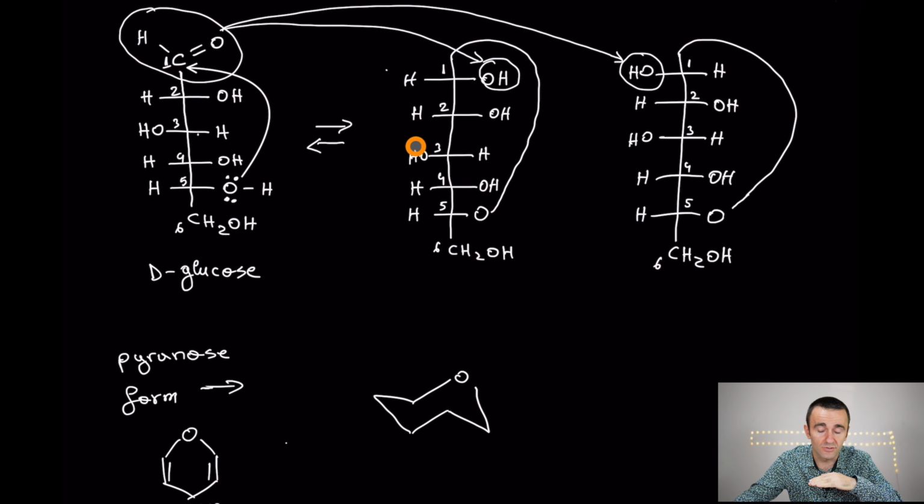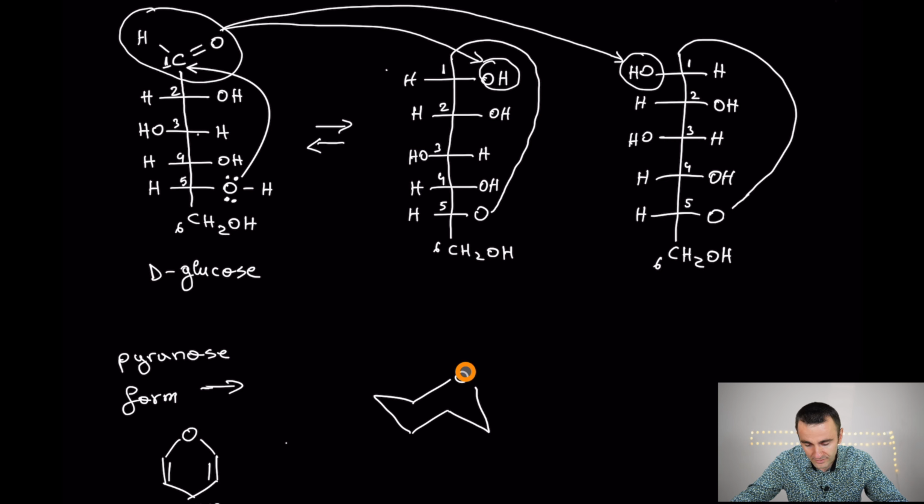Keep in mind, this thing is so important. What is on the right side is going to be down. What is on the left side is going to be up. Now, for D sugars, the last thing that I'm going to say is that this CH2O is going to be up. For L sugars, this is going to be down. Okay, let's write for the D sugars first.